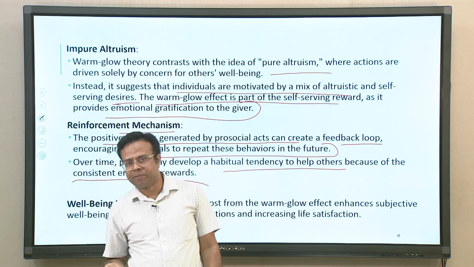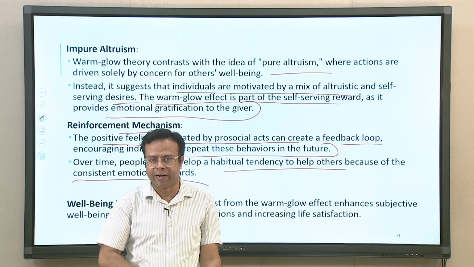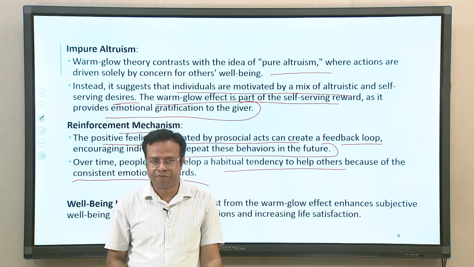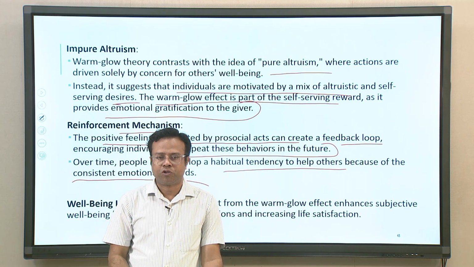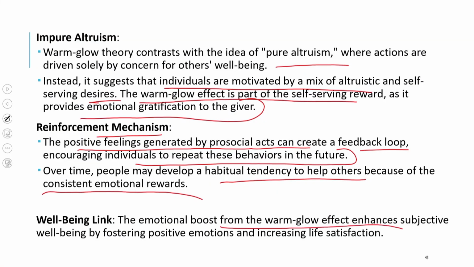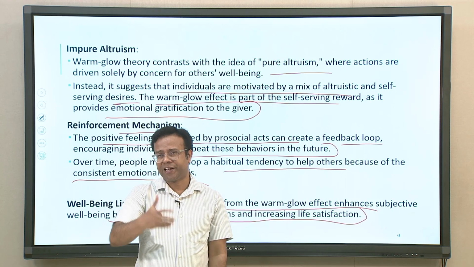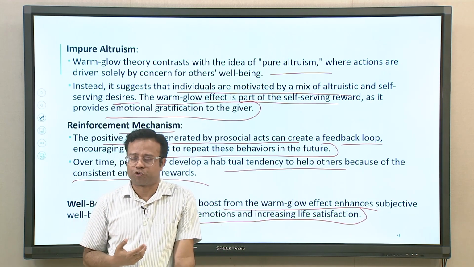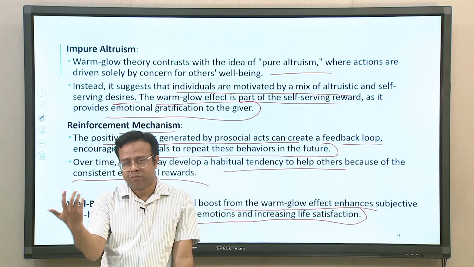So, the main reason why people engage in it is the emotional reward they get, which leads to various positive outcomes. So, how is it linked to well-being? In that sense, the emotional boost from the warm glow effect enhances subjective well-being by fostering positive emotions and increasing life satisfaction. So, this warm glow experience enhances a lot of these positive emotional experiences and life satisfaction, which are indicators of well-being. So, this is one theory that can explain why people engage in prosocial behavior and why it is linked to well-being.